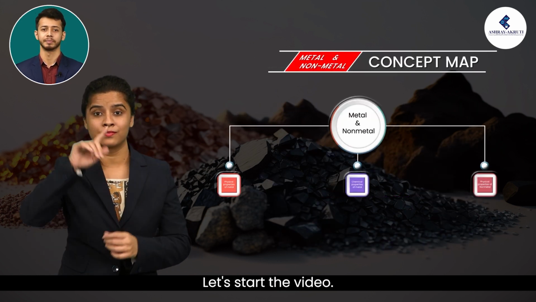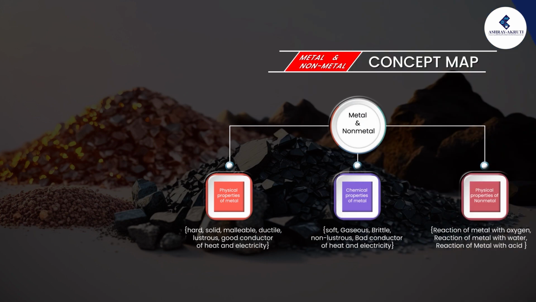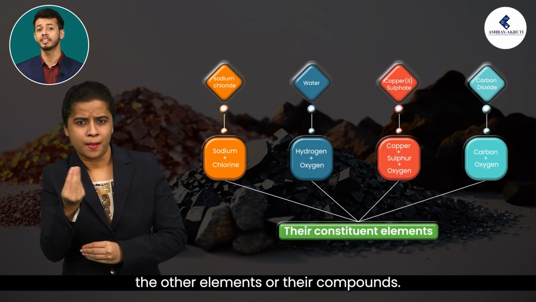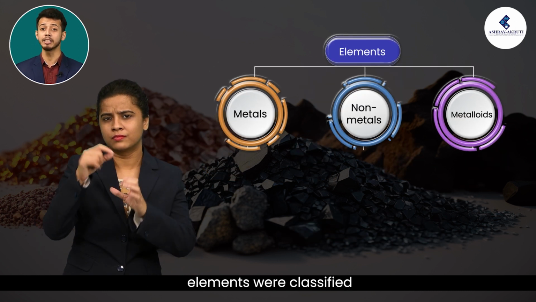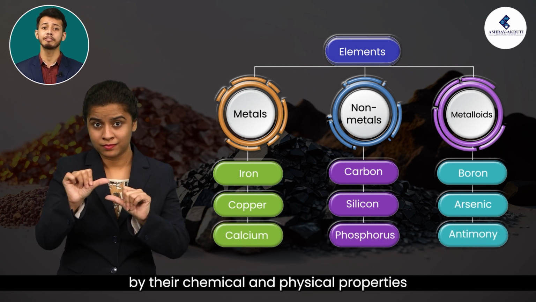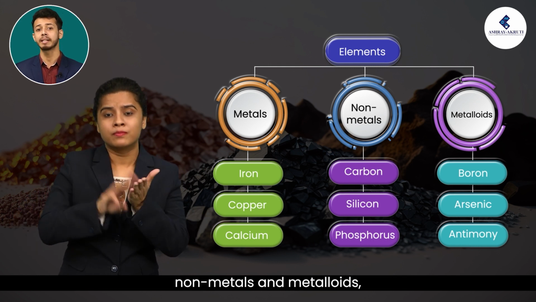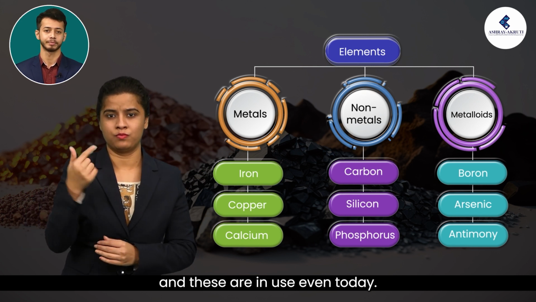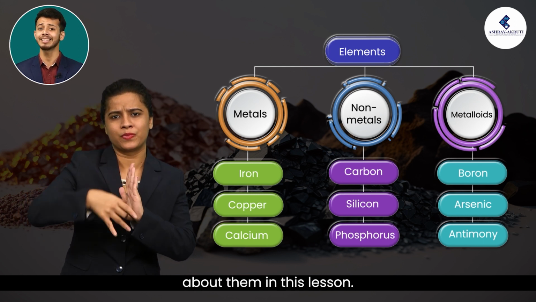Let's start the video. This is the concept map of today's lesson. Everything around us is in the form of some or the other elements or their compounds. In the beginning, elements were classified by their chemical and physical properties into the types of metals, non-metals and metalloids, and these are in use even today. We are going to get more information about them in this lesson.